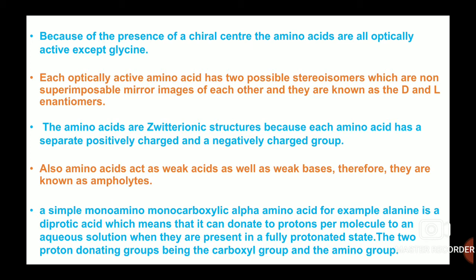This says that a simple monoamino and monocarboxylic alpha amino acid, which means an amino acid which contains only one amino group and one carboxyl group, and the R group of the amino acid does not contain any amino or carboxyl group, in that case, the amino acid will be diprotic, which means that it will be able to donate 2 protons per molecule to an aqueous solution when it is present in a fully protonated state. Now, the 2 proton donating groups in a monoamino and monocarboxylic amino acid are the carboxyl group and the amino group, obviously. And that's all about the important points of amino acids.